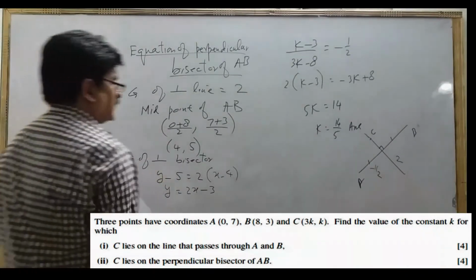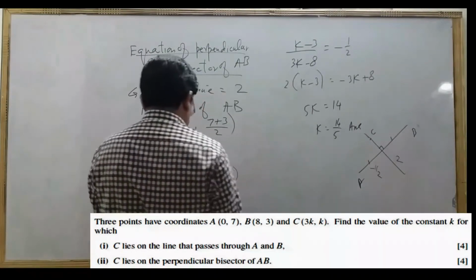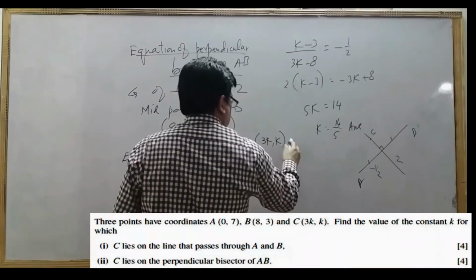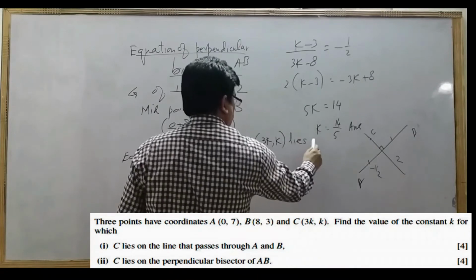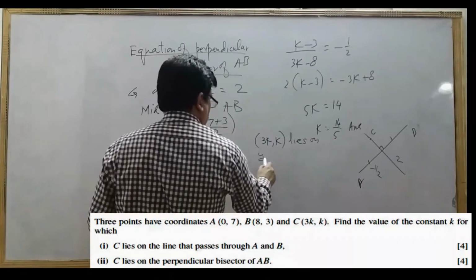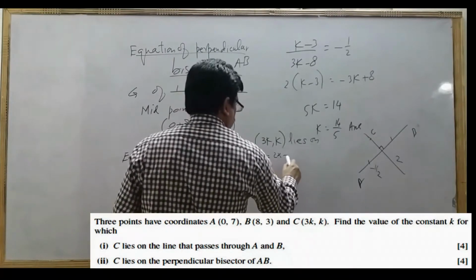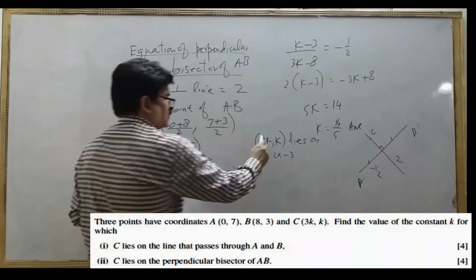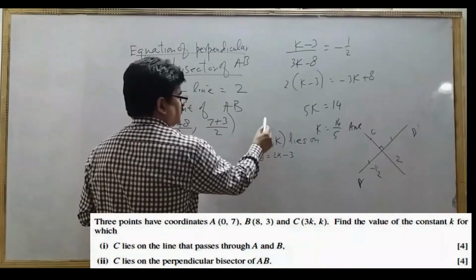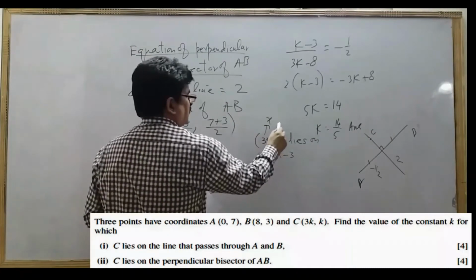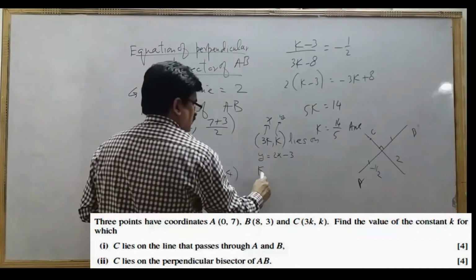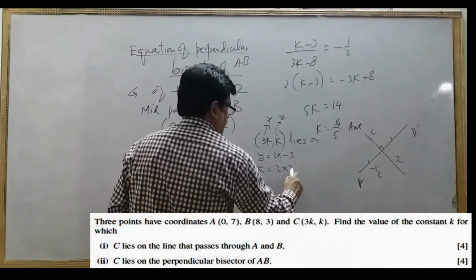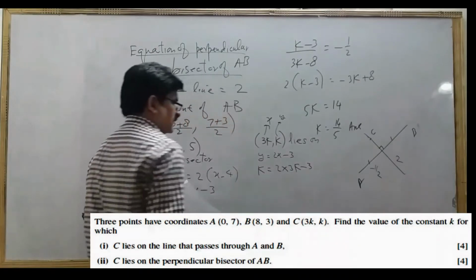Now C lies on it. The C point has coordinates 3k, k. This lies on the line y equals 2x minus 3. Now when a point lies on a line, you can replace x by 3k and you can replace y by k. So k is equal to 2 multiplied by 3k minus 3.